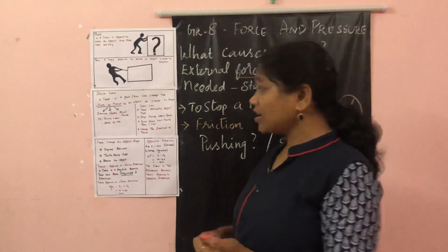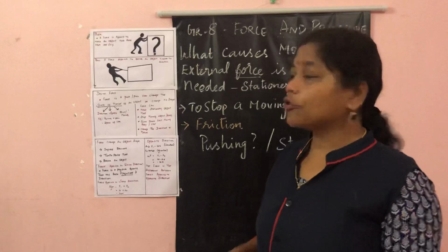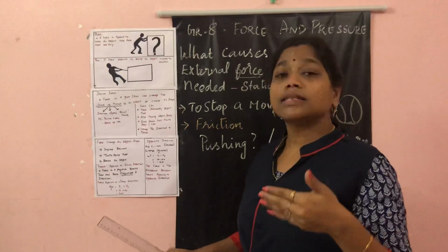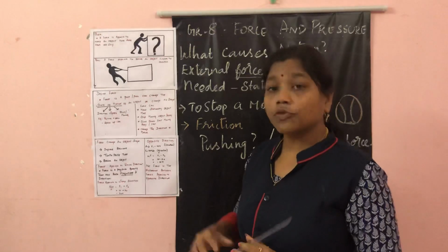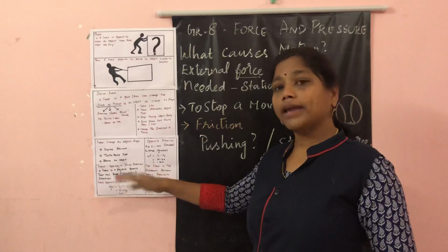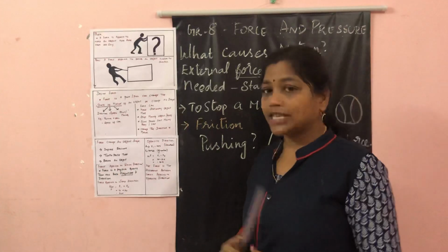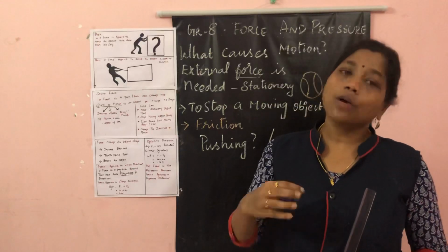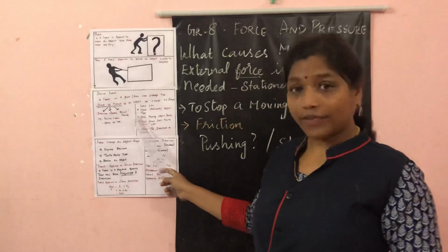Next, the state of motion of an object can be changed by the force. So the force can make a stationary object move. Force can stop a moving body. Force can slow down a fast moving body and even speed up a slow moving body. And it can change the direction of motion, whatever you need. Understood? This is the state of motion of an object.